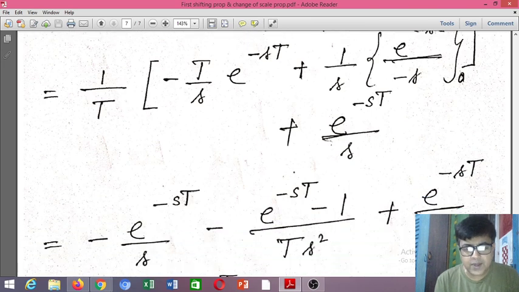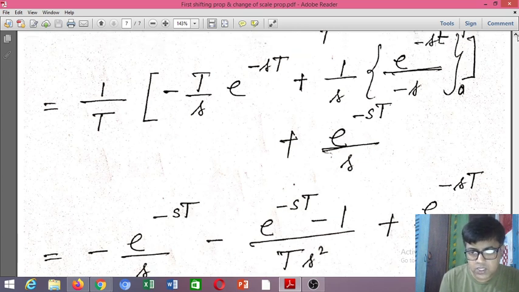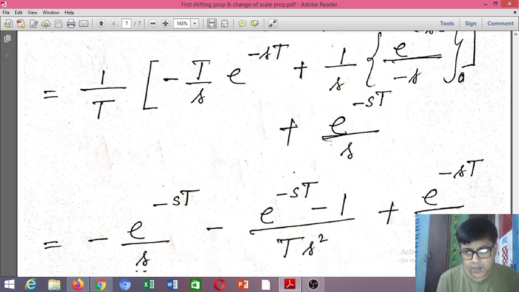So we simplify a bit. We just multiply this 1 by T with each and every term, and this T cancels. You get minus e to the power minus sT by s, and from here you get T s square. S square is coming because of s being multiplied. Minus is coming here. T is being multiplied with this term, so it's T s square, and we are left with e to the power minus sT minus 1. Why? Because lower limit is 0, so e to the power 0 is 1, and with the leftover term e to the power minus sT by s.